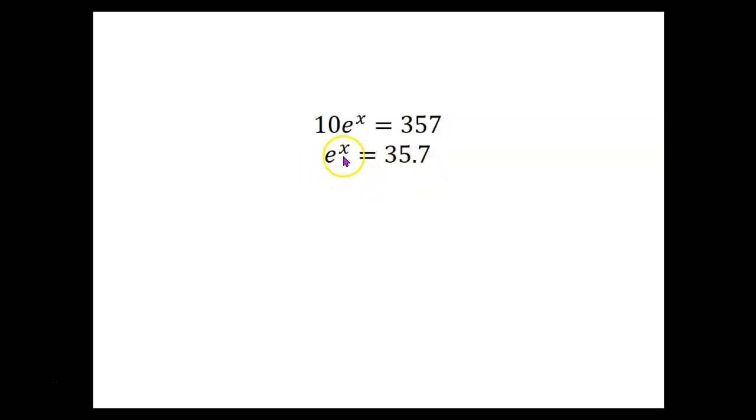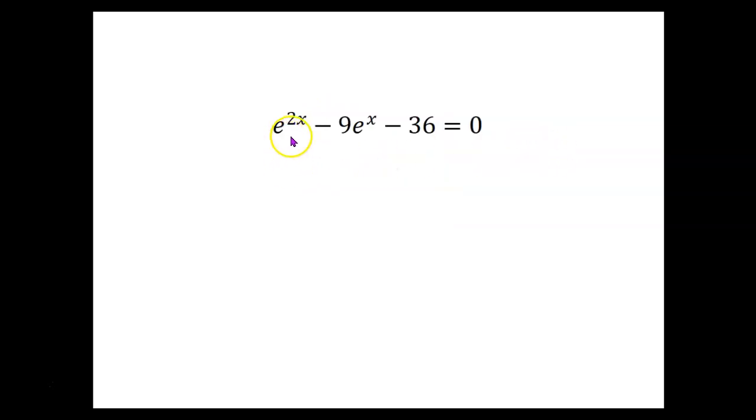Now, how do we go from e to the x to just x? How do we undo the exponential e to the x function? With the natural logarithm function. ln of e to the x is just x. So we take ln of both sides, ln of e to the x is just x, and ln of 35.7 is whatever the calculator says it is. The calculator should give you about 3.575. So that's the solution to that equation.